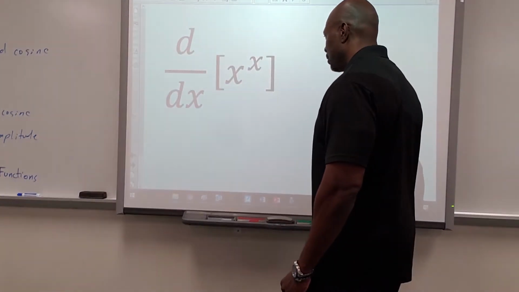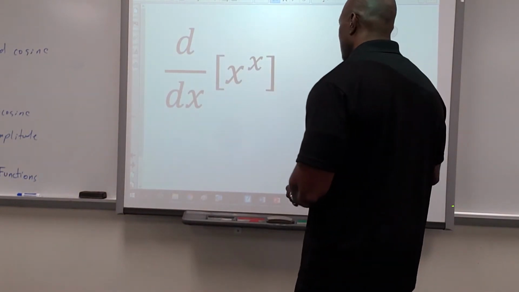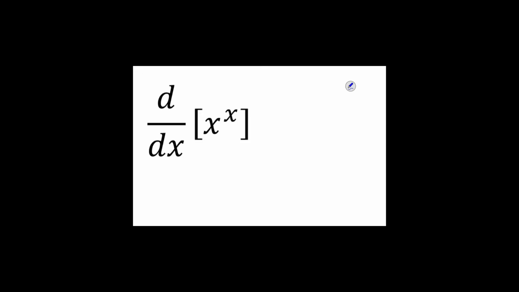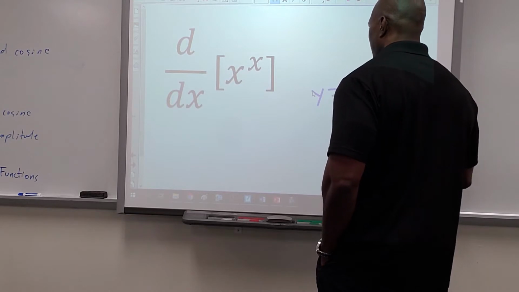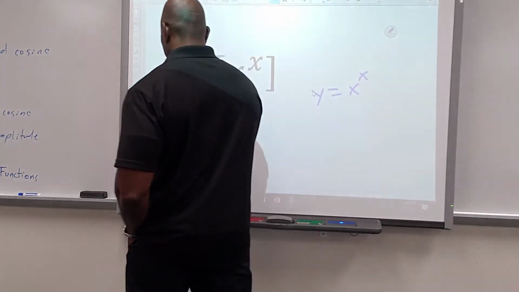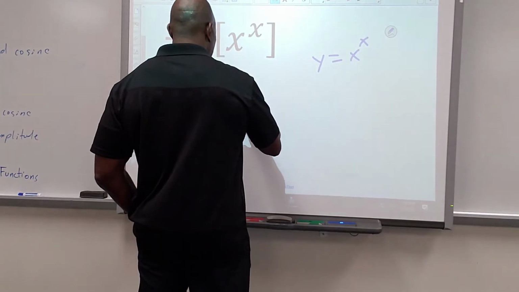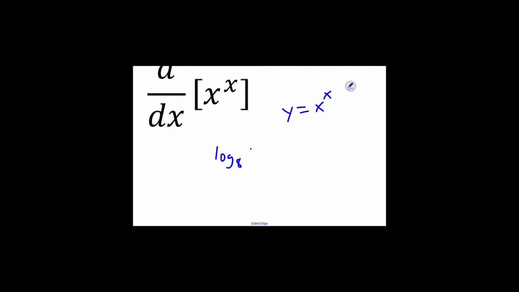All right, so what I want to do here is write this as y equals x to the power of x. And I want to rewrite this in logarithm form. So just to remind you, for instance, the log base 8 of 512 is 3. And in exponential form, it's 8 cubed equals 512.